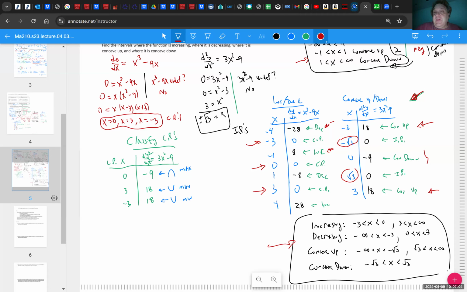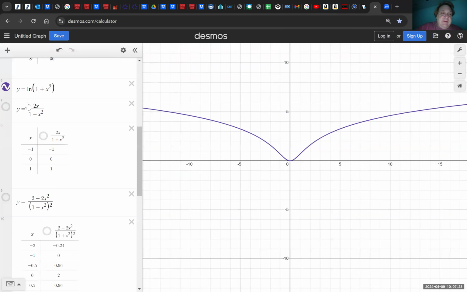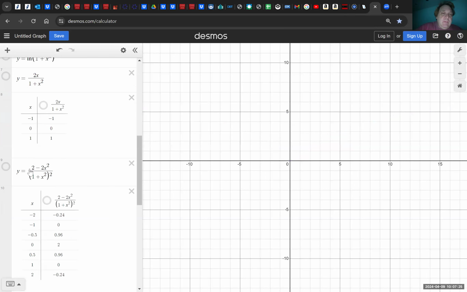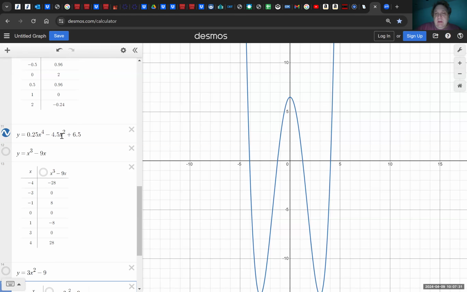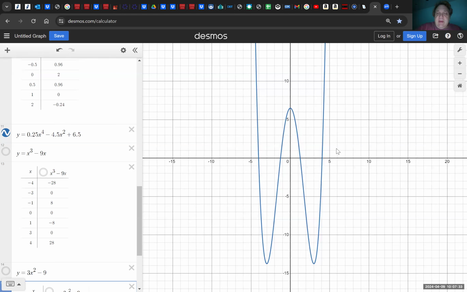Finally, we can just sort of verify that with the picture. So all this stuff right here, it has 2 increasing sections, one on the right and one sort of between -3 and 0. It has 2 decreasing sections, one on the left and one sort of in the middle between 0 and 3. It has 2 concave up sections and one concave down section. So let's see what that graph looks like. Right here. Boom. All right, so let me zoom out a little bit.